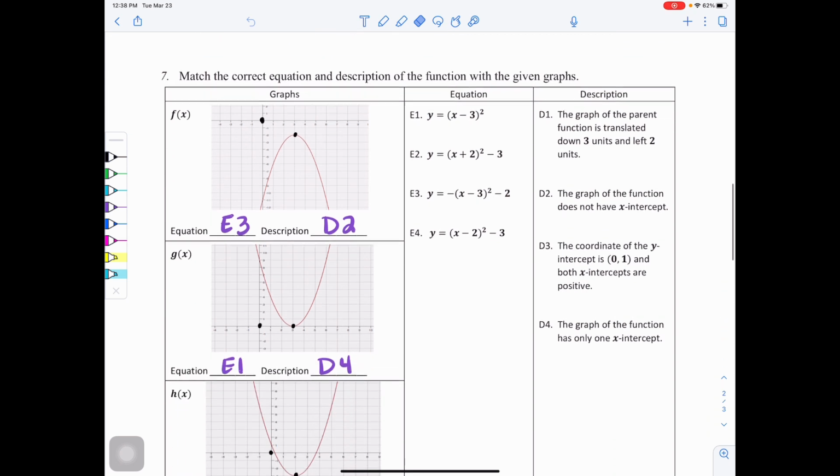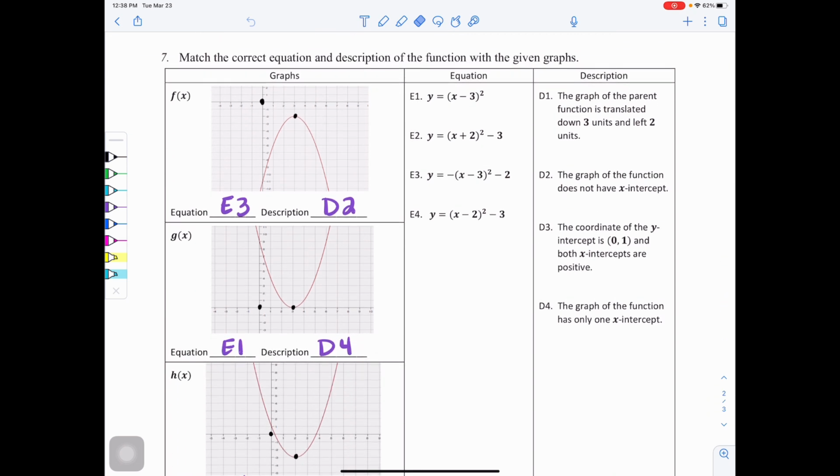Lastly, for number 7, it says match the correct equation and description of the function with the given graphs. So the equation is labeled with either E1, E2, E3, and E4, and then the description with D1 through D4. So first thing you want to think about is whether or not it's got a negative A value. If it does, it should open down. So that's important to take a look at.